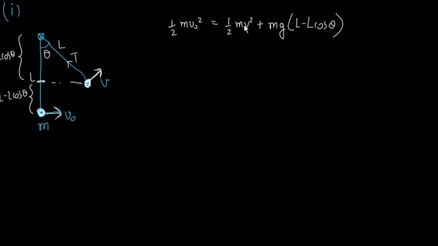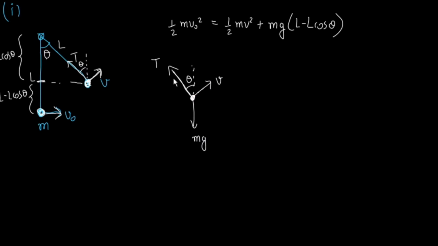Alright, from here we can find the speed. After finding the speed, we can also find the tension. To find the tension, I can draw a free body diagram where tension is given here as T. If this angle is theta, then this angle will also be theta. So this is theta, this is tension, mg is acting down, and the speed is in this direction.